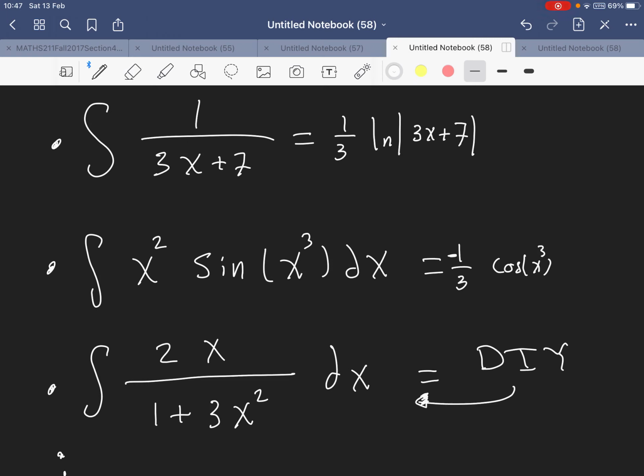Just try to be faster whenever you can. If you can't be fast, that's fine. Do the steps of the substitution.